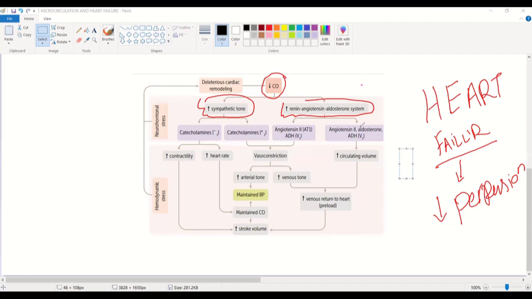Increased angiotensin 2, right? And this angiotensin 2 will lead to increased aldosterone and increased ADH. Aldosterone is released from which area? The suprarenal cortex, the adrenal gland, right? Which portion? The zona glomerulosa.